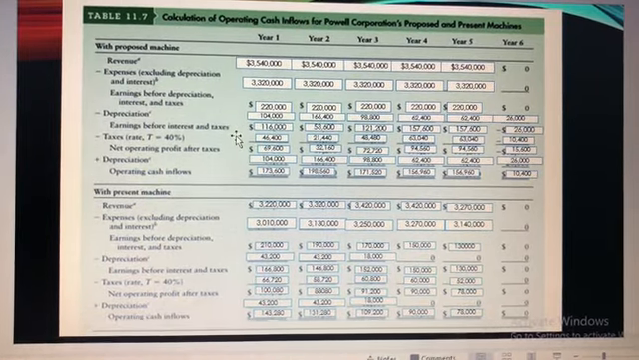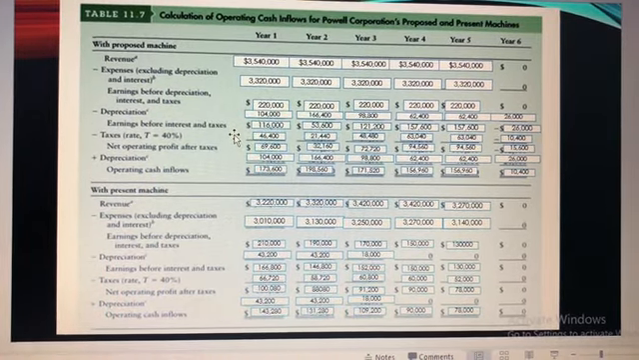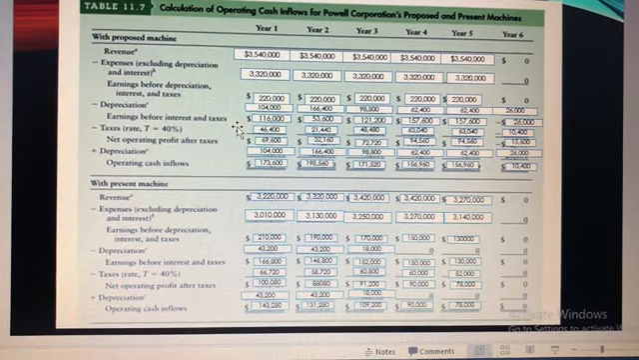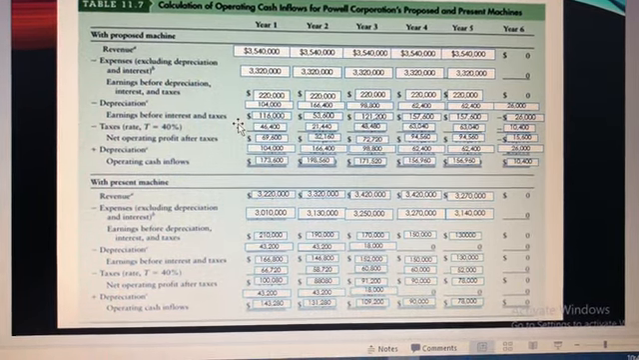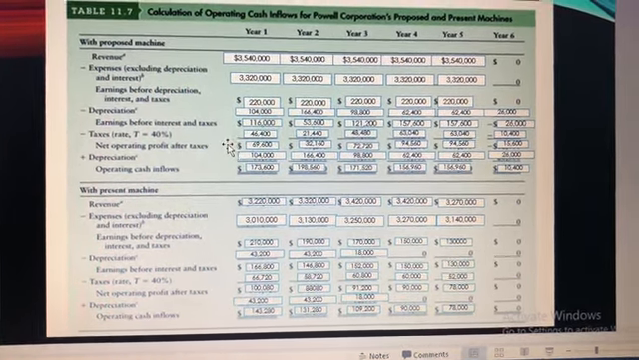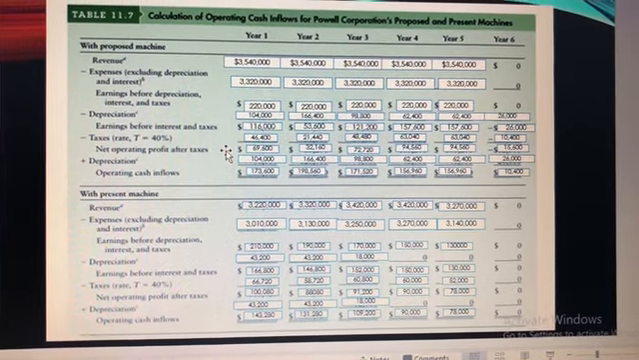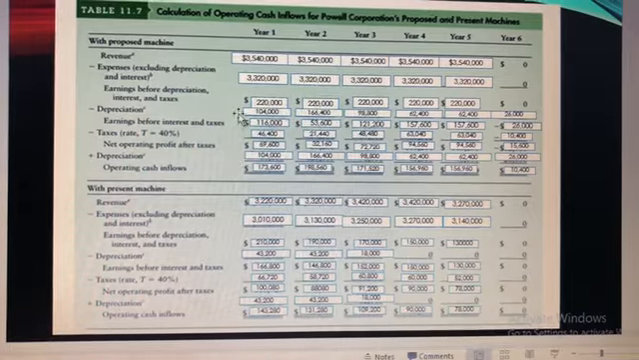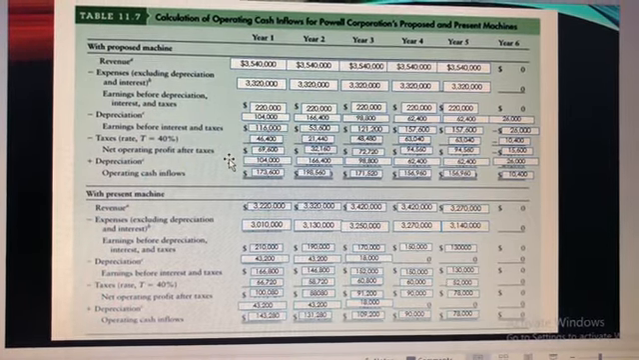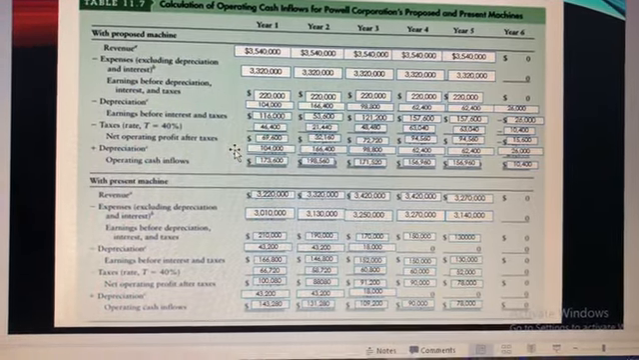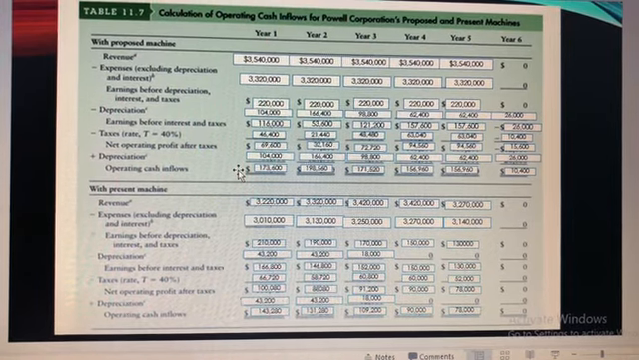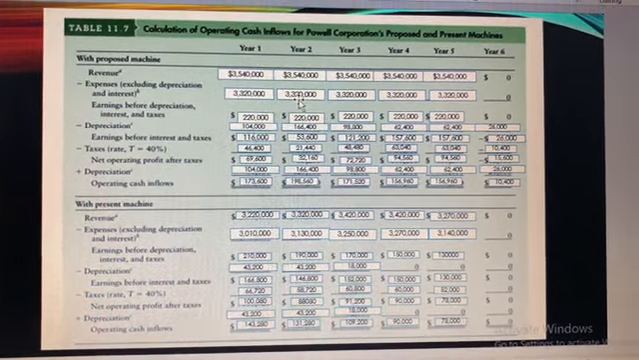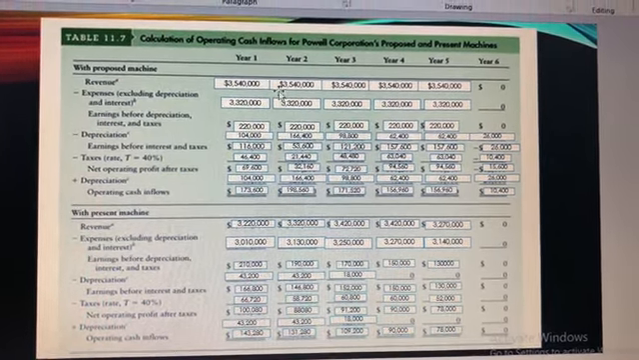From there, we're gonna find our 40% and minus it. Our 40% being 46,400, and we will get our net operating profit after taxes, which is 69,600. Then we're gonna add our depreciation, which is the same depreciation as here of 104,000, and that's going to give us our operating cash inflows. And same goes for year 2.